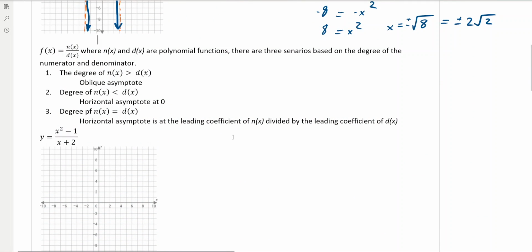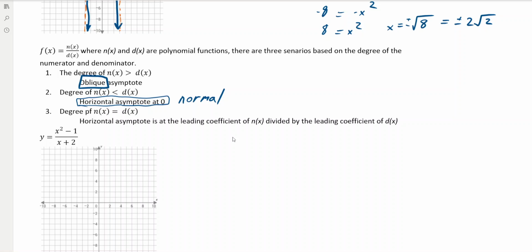Let's take a look at the next part, where we have a polynomial on the top and the bottom. We have the n polynomial, the numerator, and the d polynomial, the denominator, and there are different scenarios based off their degrees. If the degree on the numerator is bigger than on the denominator, we have an oblique asymptote. If the degree is greater on the denominator, then we have the normal one, which is what we just did, the horizontal asymptote at 0. I'm calling this the normal one because it's the most common one we look at in this course.